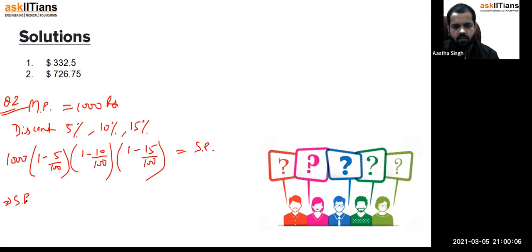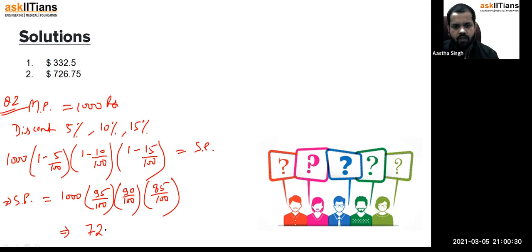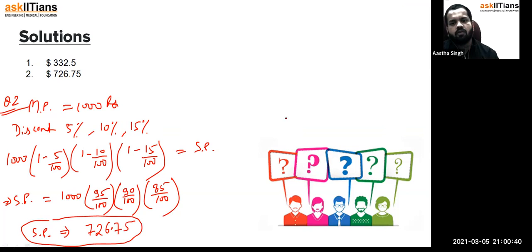So basically, your selling price will be 1000 into 1 minus 5 upon 100, which is 95 by 100, into 1 minus 10 upon 100, which is 90 upon 100, into 1 minus 15 upon 100, which is 85 upon 100. If you just do the calculation, you will get a selling price of 726.75. Just do the calculation. Okay. This is how we do it.